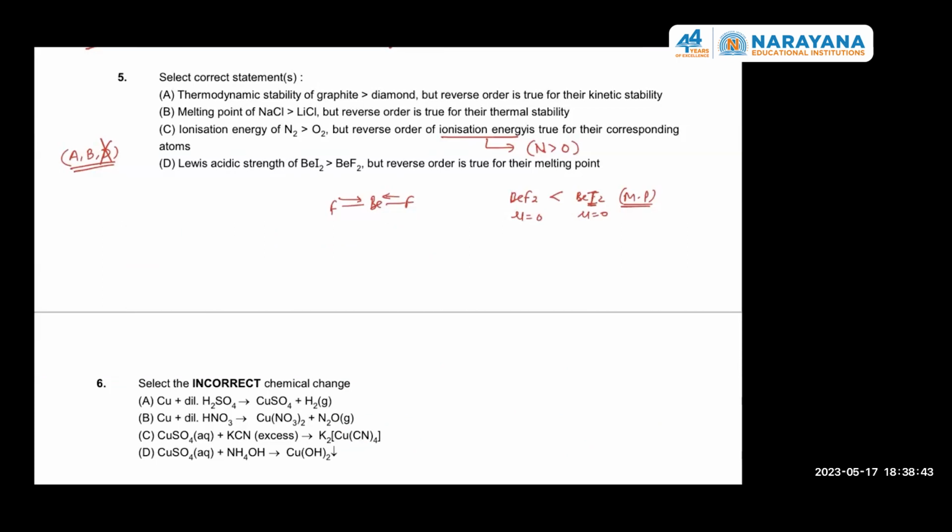Sir, in JEE, BeF2 is given a higher melting point than BeI2. Is there any confusion here? BeF2 has the higher melting point. Yes, sir. Maybe because the central atom is small in size, so it will be less repulsive, right? I was also looking for that only.